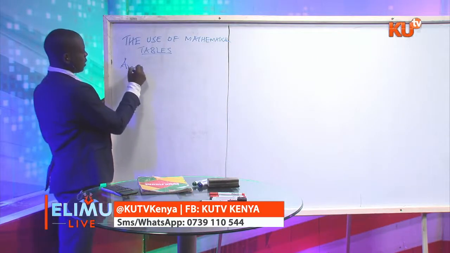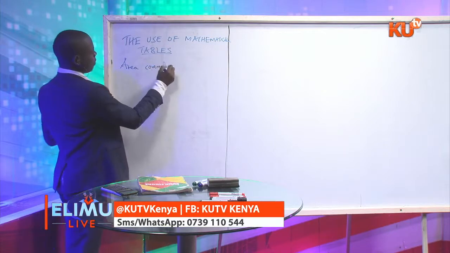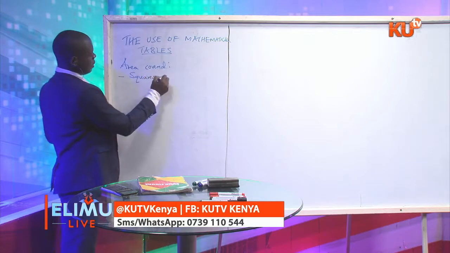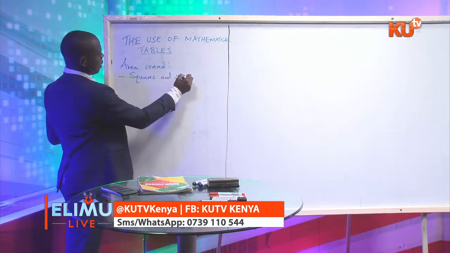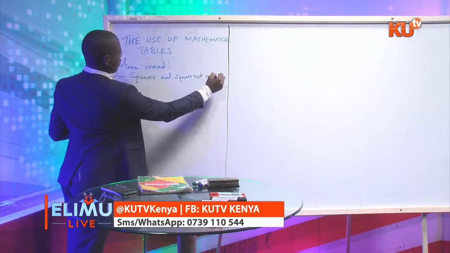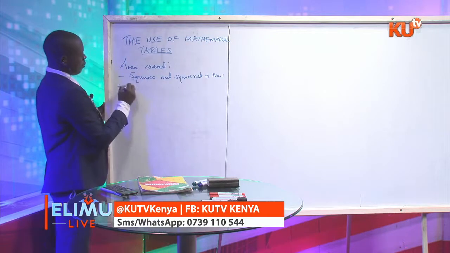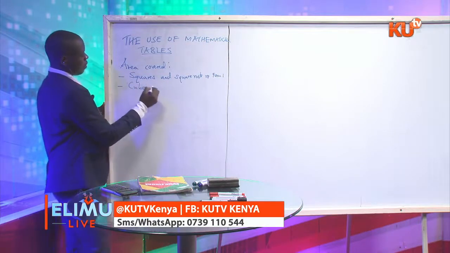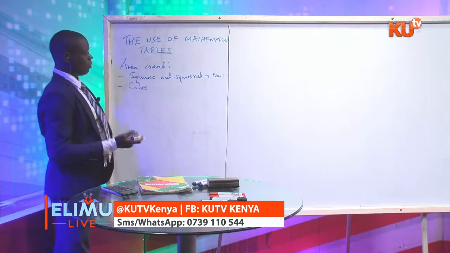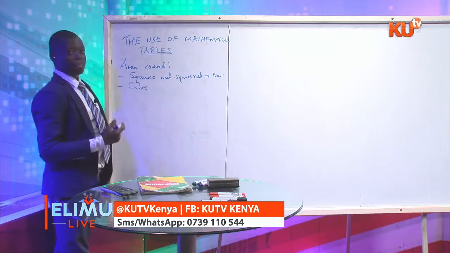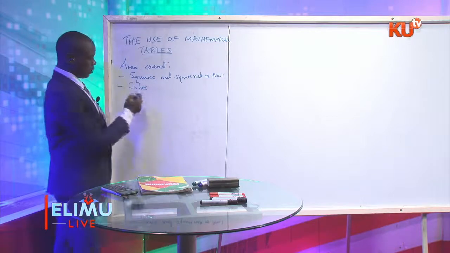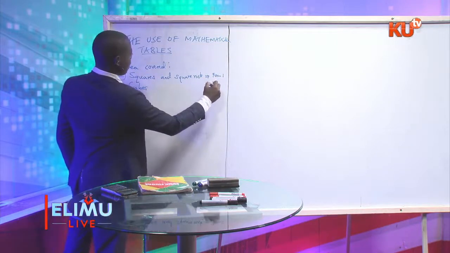The areas covered under the use of tables in our lesson will be, number 1, squares and square roots. This one is taught in Form 1. Number 2, we have the aspects on cubes. The topic itself is cubes and cube roots, but in terms of use of tables, we shall look at cubes because the syllabus does not provide for the use of cube roots for high school students. So we shall look at cubes, and that is covered in Form 2.